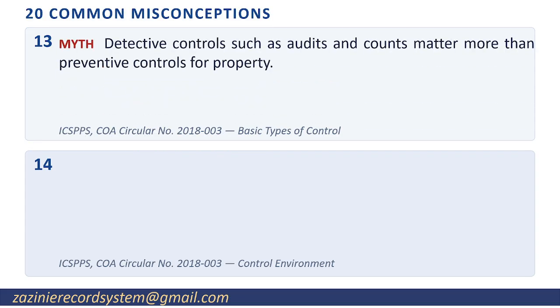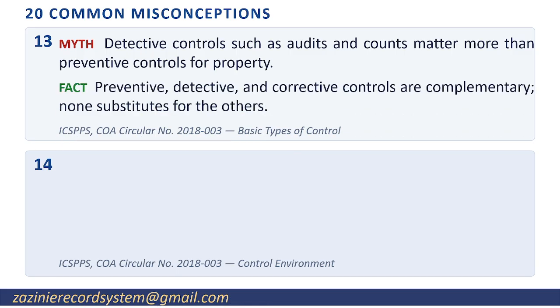20 common misconceptions. Number 13. Myth: Detective controls such as audits and counts matter more than preventive controls for property. Fact: Preventive, detective, and corrective controls are complementary. None substitutes for the others.